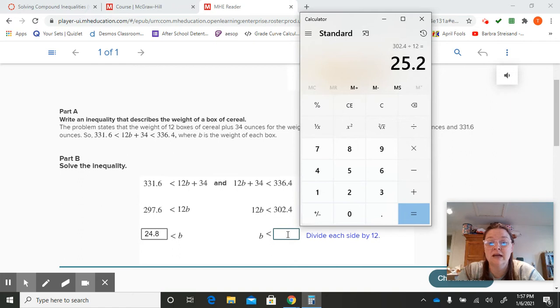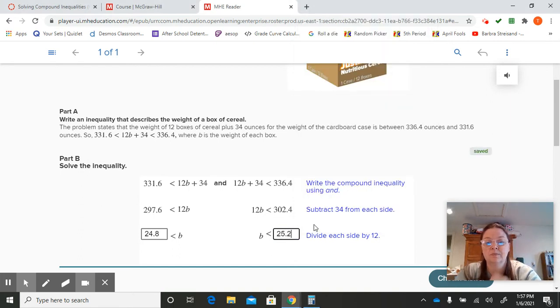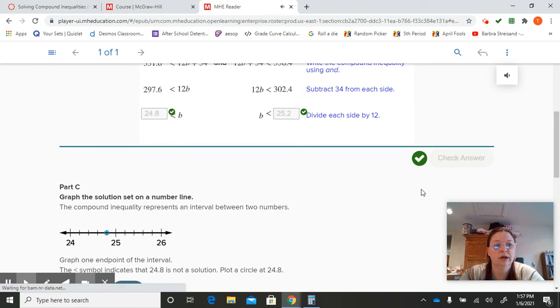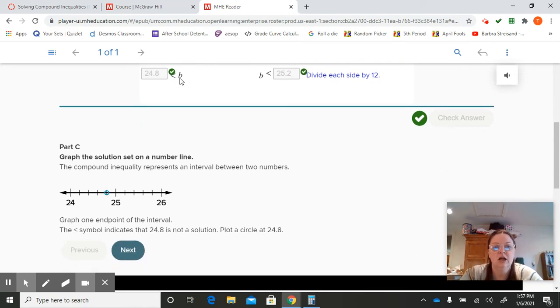All right, so B has got to be greater than 25.2. Check our answers. Of course, they're correct. I used a calculator. Okay. Now we put those back together. So 24.8 less than B, less than 25.2, and we graph them.